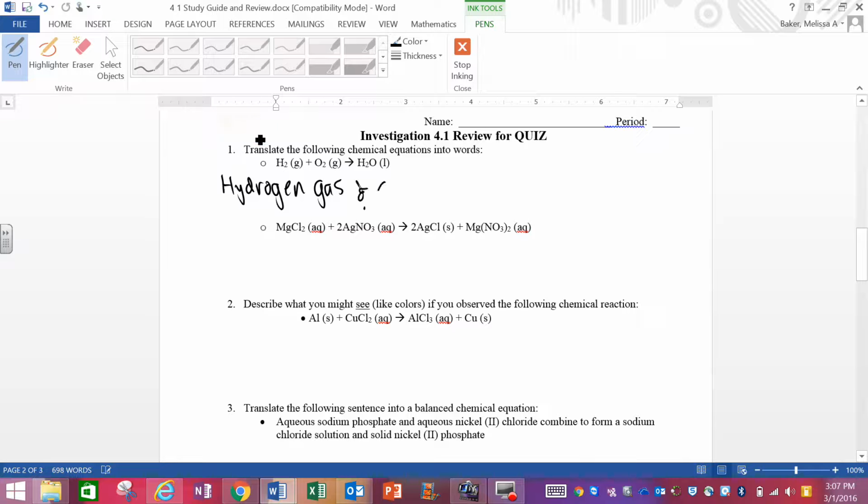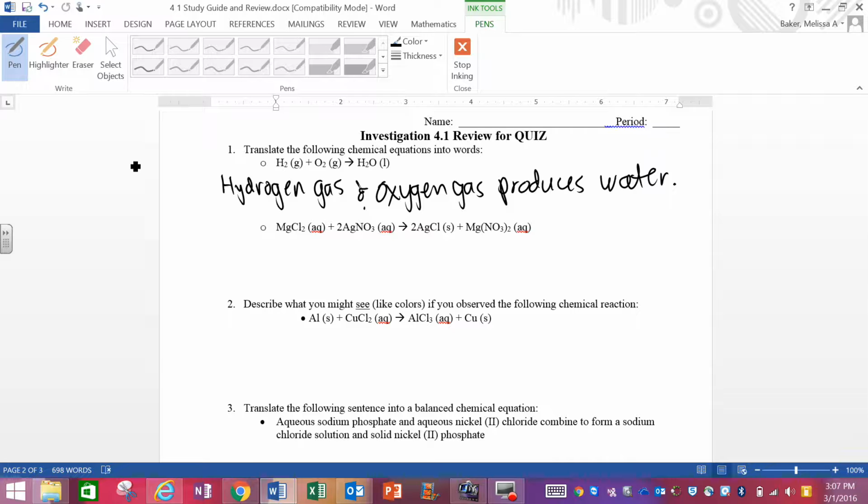and oxygen gas produces water. You don't need to say liquid water. That is just redundant. All right?